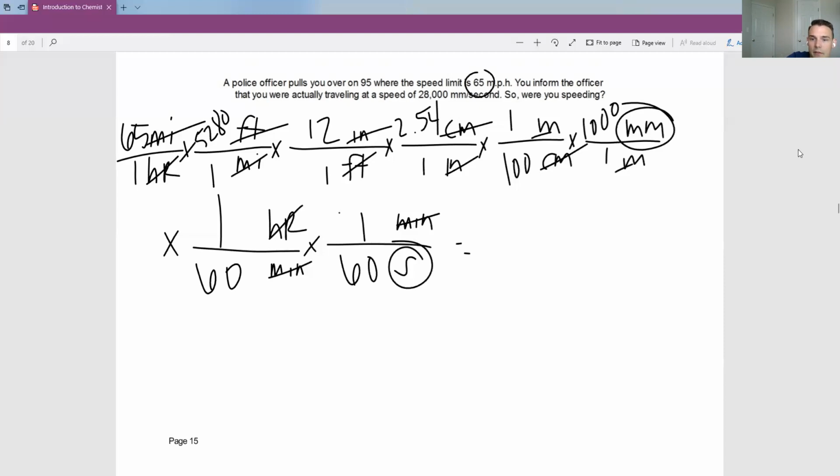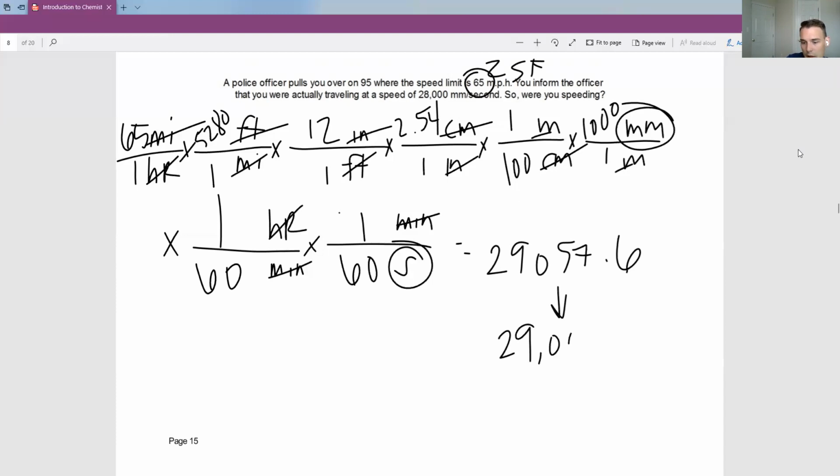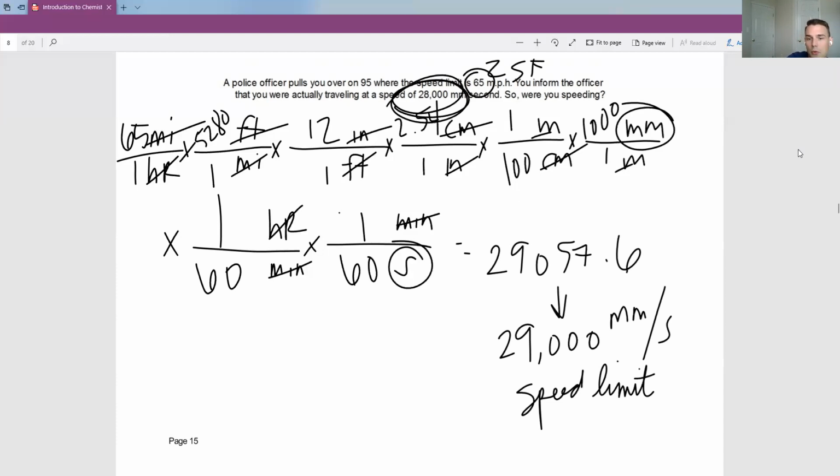Now I have 65 miles per hour, so that's going to be 2 sig figs. When I do this, I get an answer of 29057.6, which if I have 2 sig figs is 29,000 millimeters per second. So that is the speed limit. So he says that I was traveling at 28,000 millimeters per second, not miles per hour, 28,000 millimeters per second. So I was not speeding.